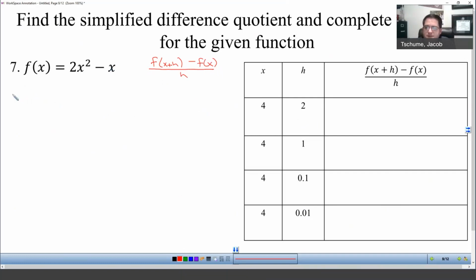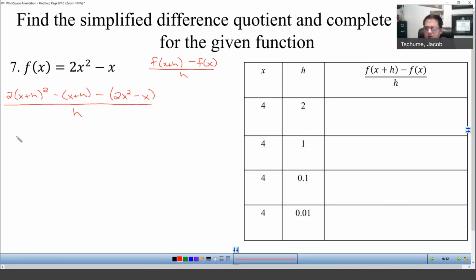So f of x plus h, I'm going to take the original function and I'm going to plug x plus h into both x's here. I am then going to subtract from this the original f of x function, so 2x squared minus x, and then divide all of this by h. This one does take a little bit more cleaning up, but we will get through it.